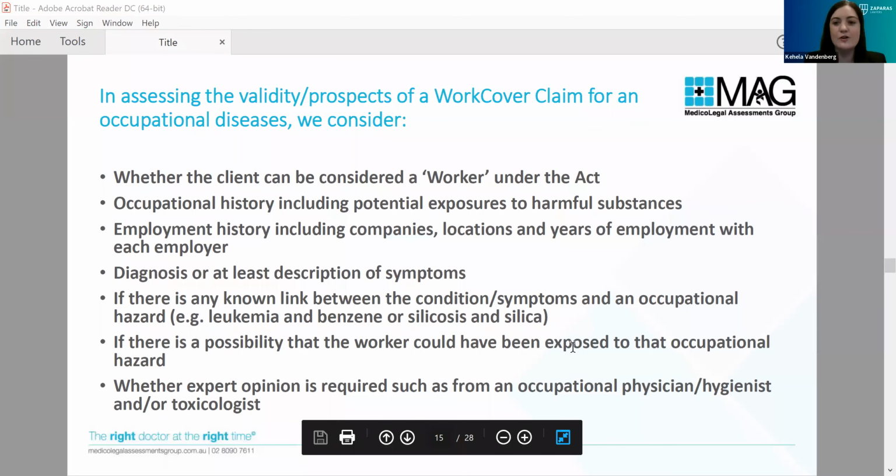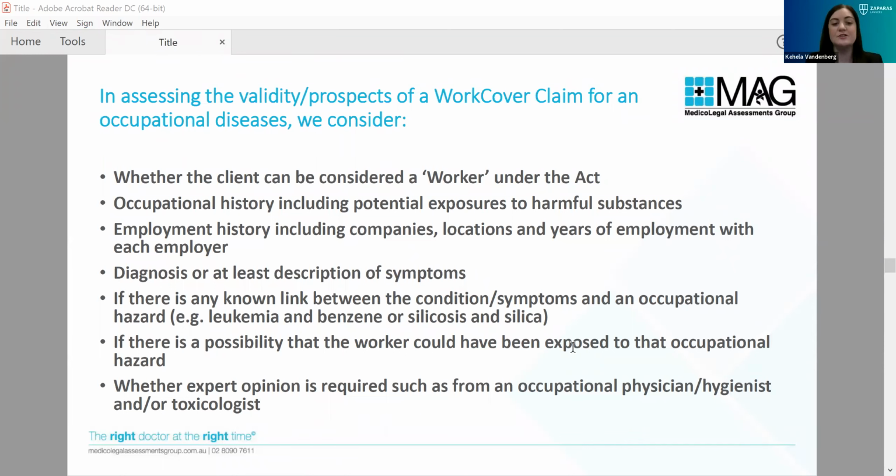Okay, there needs to be a known link between their particular condition and the symptoms of an occupational hazard. And I gave the example, for example, of benzene. That's known to be linked to blood cancers and blood conditions, and silicosis to silica. There must also be a possibility the worker could have been exposed to that particular hazard. There's no point saying, oh yes, he worked at a factory, X chemicals were there, X chemicals are known to be linked to their condition. But if that worker was never in the environment or never touched or breathed any vapours from that chemical, then it'd be hard to get their claim potentially accepted.